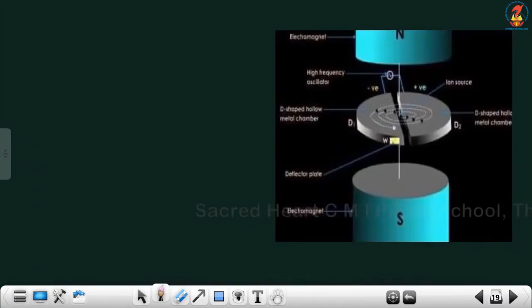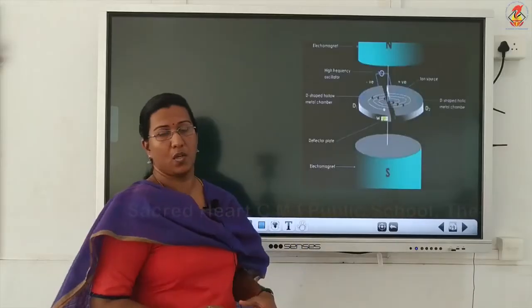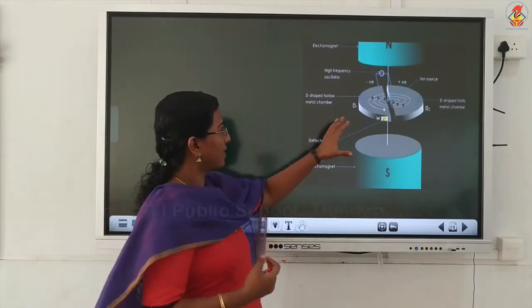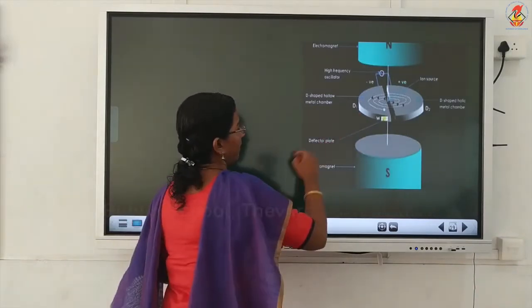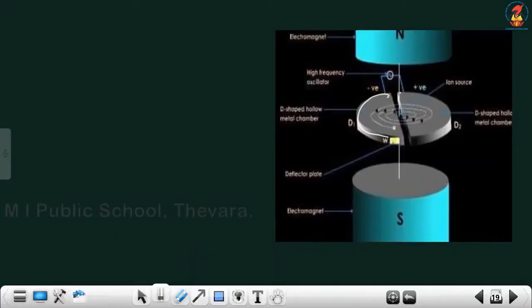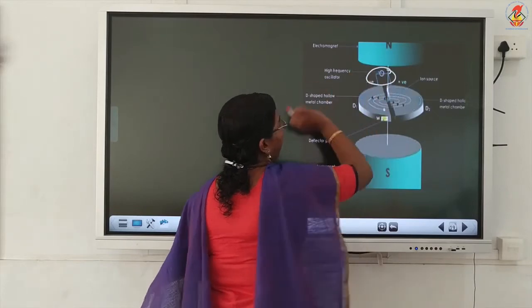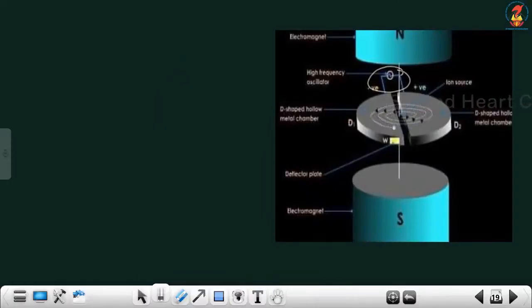Next, let us see which are the parts of a cyclotron. So, there must be an electric field, there must be a magnetic field. If you look into this diagram, you can see there are two D-shaped metal plates, and these D-shaped metal plates are known by the name dees. Because it is a D shape, it is known by the name dees. It is a metal plate, and to the metal plate we have applied a high frequency oscillator or an AC current. Now, what is the specialty of AC current? You know, it has a positive side and a negative side.